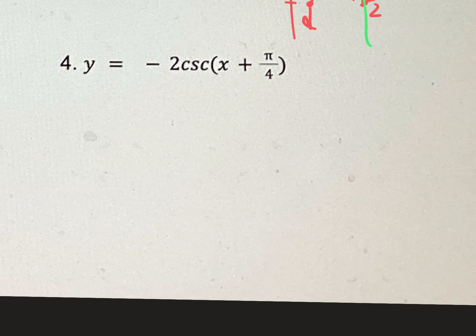So I already have, there's nothing to distribute through this time. So I'm just going to take that x plus pi over 4. This is cosecant. So I'm going 0 again and 2 pi again.